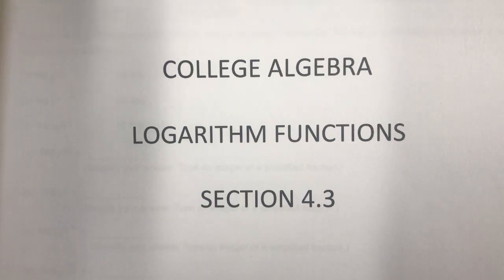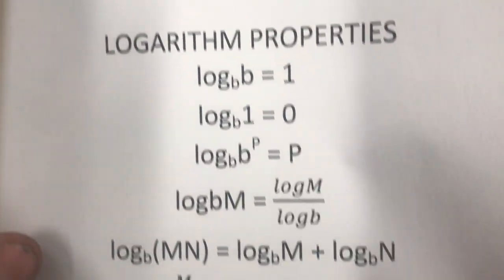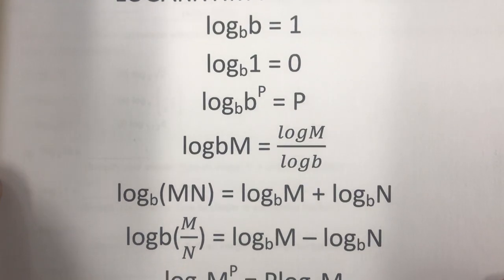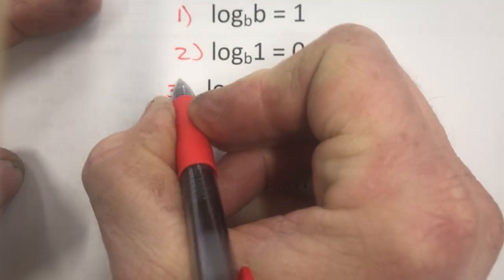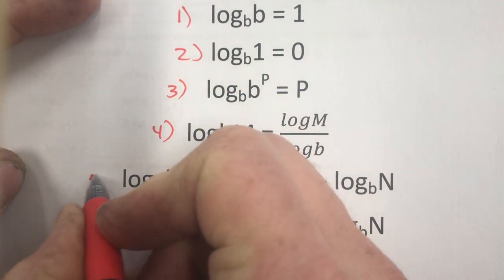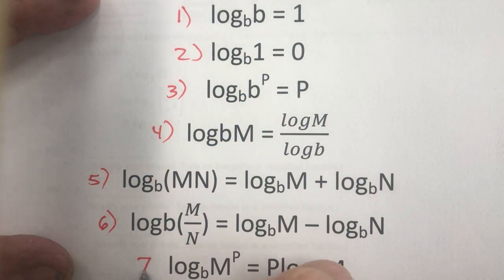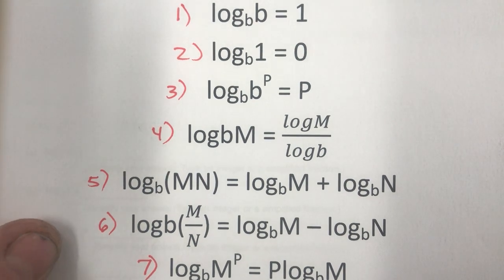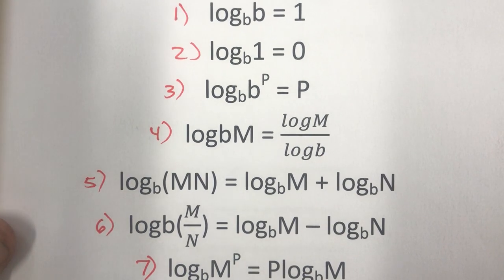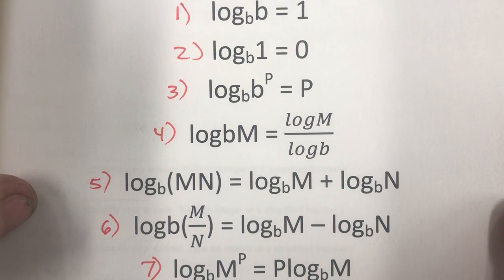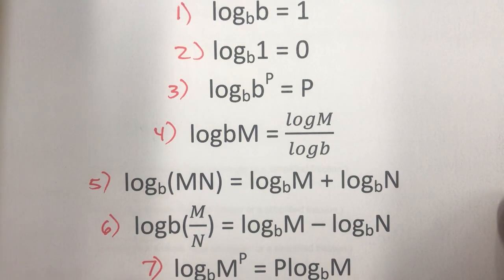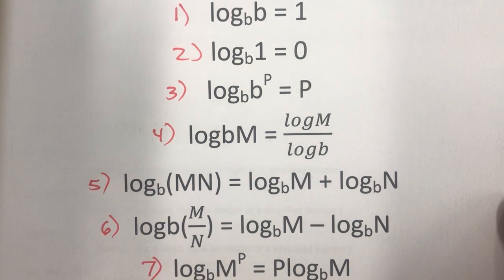All right, college algebra, we're looking at logarithm functions, section 4.3. These are our properties, and I may just number these. This is number 1, number 2, number 3, 4, 5, 6, 7. Maybe take a screenshot of those, print them out or something so you could have them to look at as we refer to. I'll refer to these numbers as we do some of these.